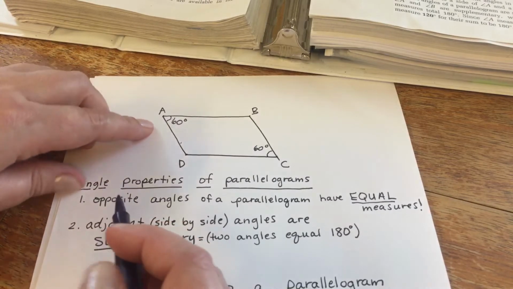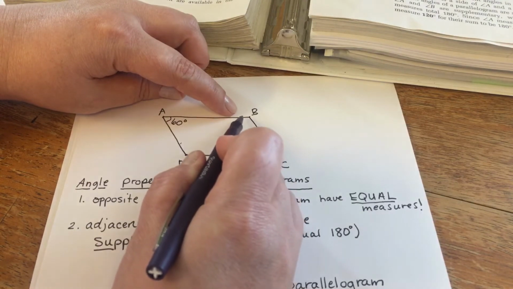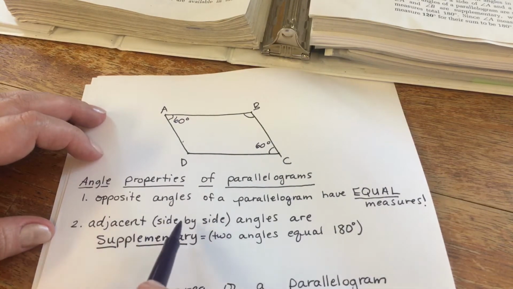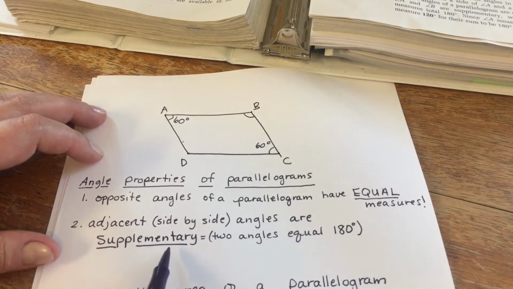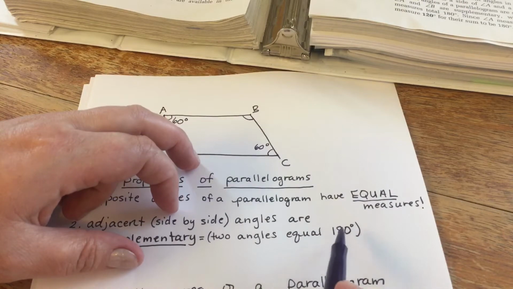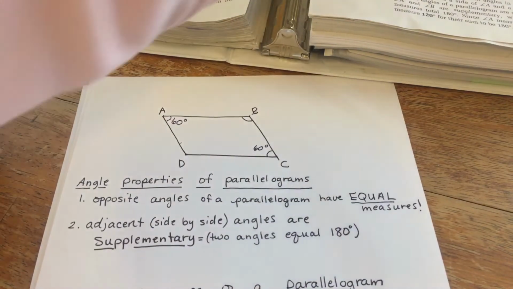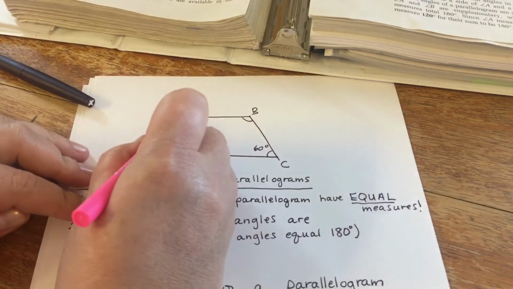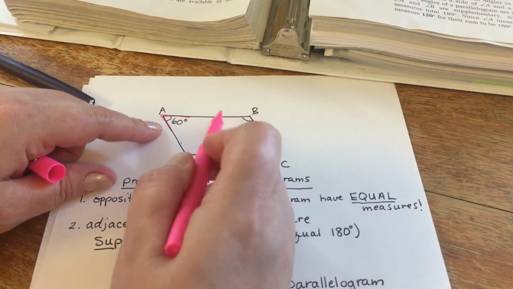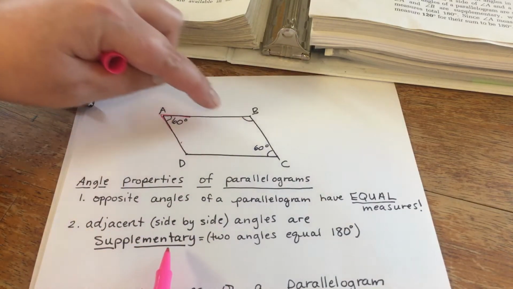How about B of example 1? We're on page 379. What is the measure of angle B? Well, that's a tough one because it doesn't tell us. But you know what it does tell us? It says the adjacent, side-by-side angles are supplementary. And supplementary means two angles that add up to 180 degrees. So let's get a different color so you can see exactly. This is angle A, and angle B is side by side with it. Since these two angles are side by side, they're supplementary, which equals 180 degrees.